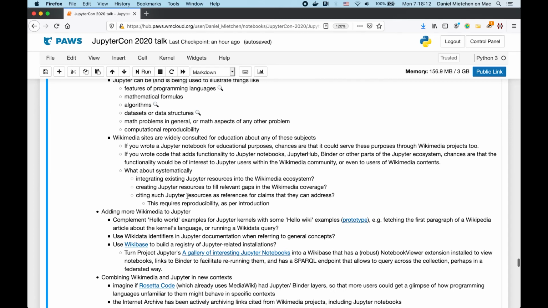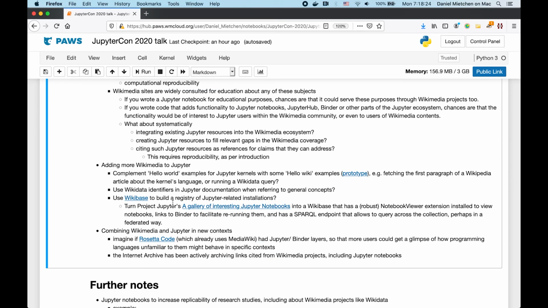Such activity then also requires us to think about things like how to cite and describe Jupyter notebooks, but progress has been made there, as mentioned in the introduction. Then we could also think about adding more Wikimedia to Jupyter. So in addition to having Hello World examples, you could think of Hello Wiki examples, where someone actually fetches some data from Wikipedia or Wikidata or so.